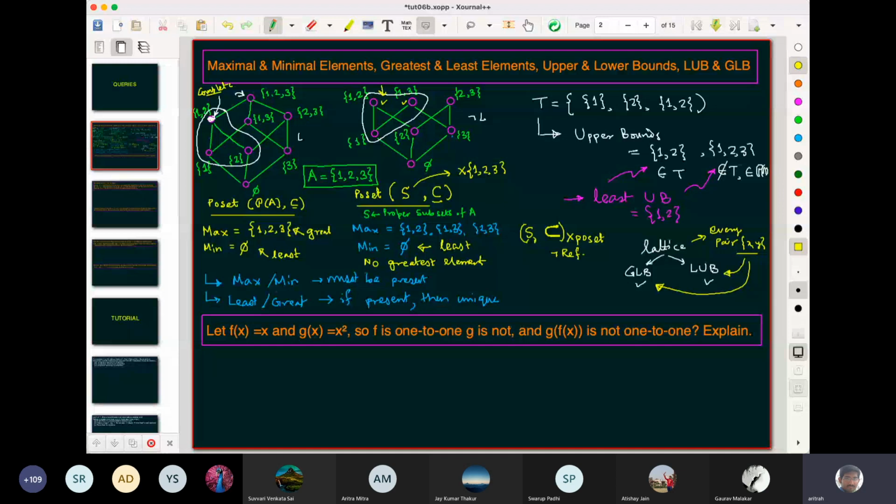Eddie, do you have any example in mind where greatest and least exist but it is not a lattice? If we find nothing else, then we just go to the greatest element. It covers everything, so it itself will be the least upper bound. And then we try to see if we have anything less than that.